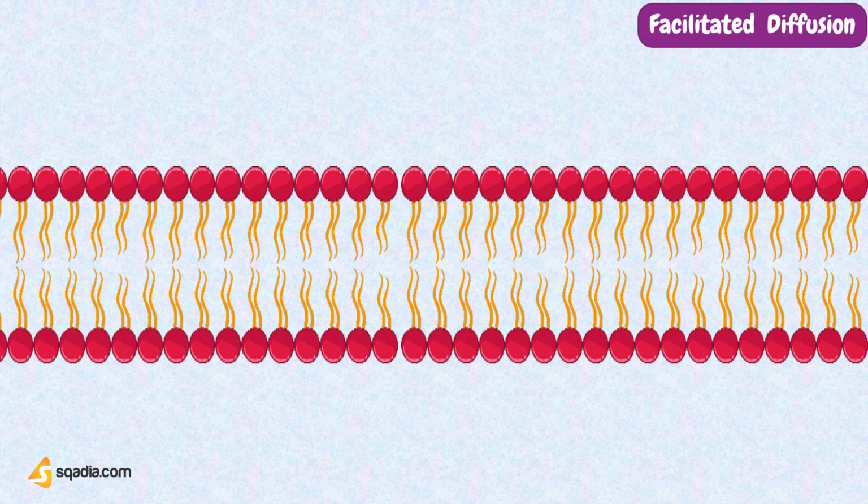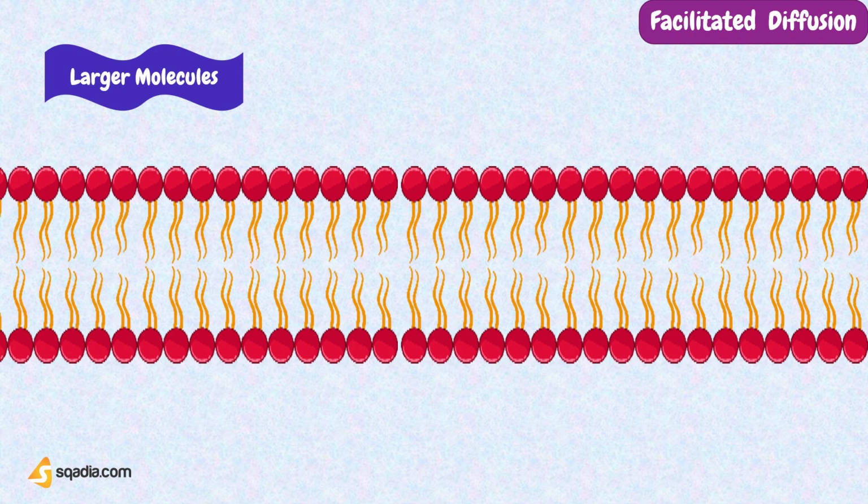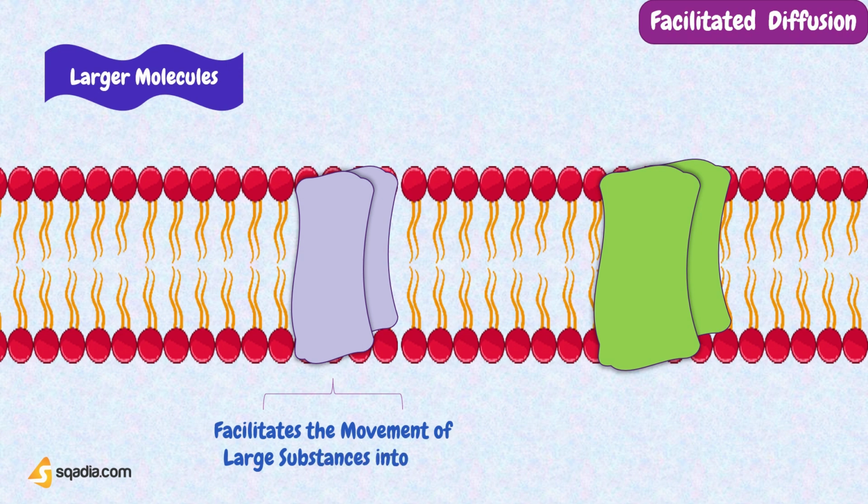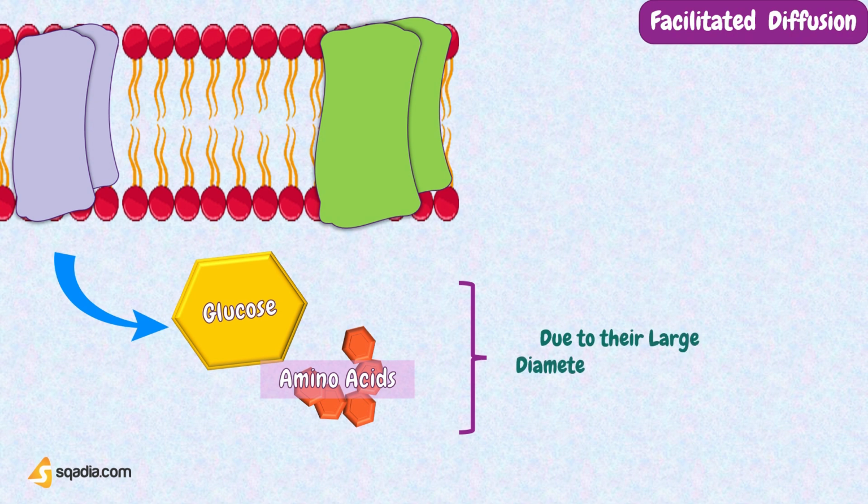Now we will move on towards facilitated or carrier-mediated diffusion. Facilitated or carrier-mediated diffusion is the type of diffusion by which water-soluble substances having larger molecules are transported through the cell membrane with the help of a carrier protein. You may be thinking, what are carrier proteins? A carrier or transport protein helps in the movement of substances within an organism, in this case a cell. You can say that it facilitates the movement of large substances into the cell.